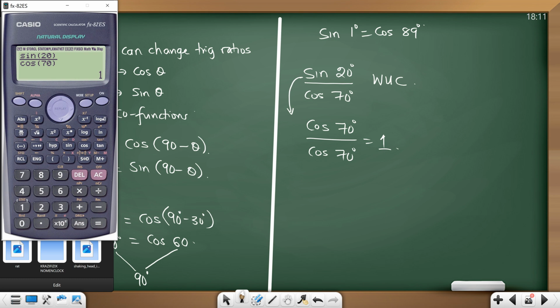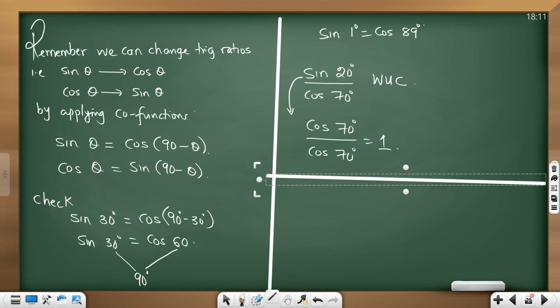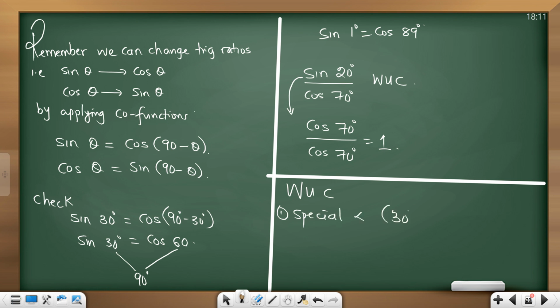Alright, so guys, whenever they say without the use of a calculator, two things must come to your mind. Whenever the examiner says without the use of a calculator, number 1, think special angles, which is 30, 45, and 60. And number 2, think co-functions. That's very, very important. Somebody's going to ask me, what does WC mean? Without using a calculator. These are the things that you should work around. And we're going to get a lot of that when it comes to trigonometry.